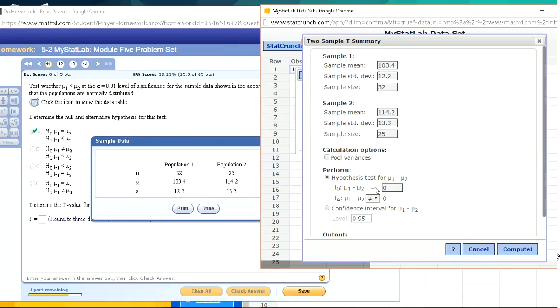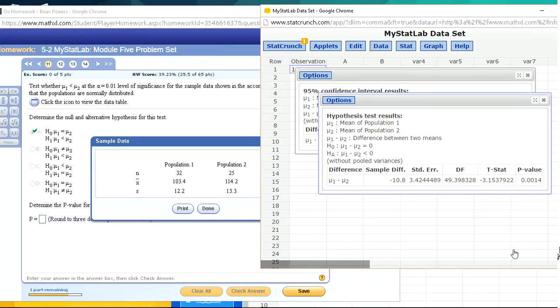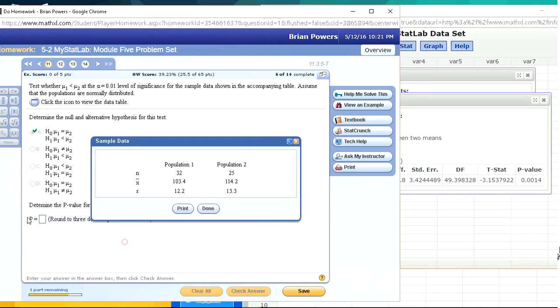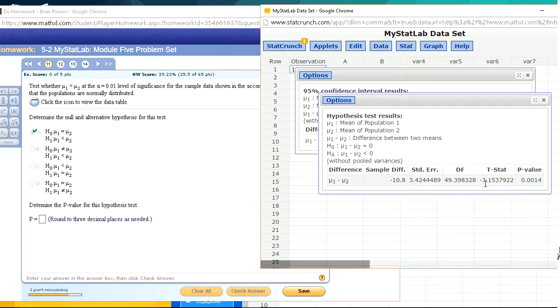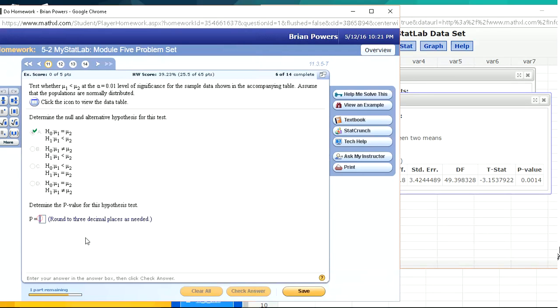The null is that they're equal, and the alternative is we're going to have this less than sign to match what we've decided already. And I'm going to compute. We've got a p-value. Our p-value, you can see it. Okay. T statistic is here. 0.0014. So 0.001. I'm rounding.